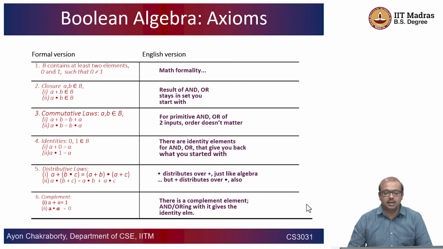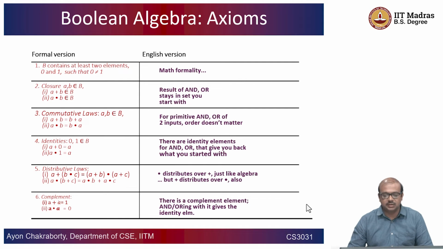So B is basically your Boolean set, and it contains at least two elements, 0 and 1, such that 0 is not equal to 1, and we don't typically think anything beyond that, right? So 0 and 1 are the two states that are going to exist for any digital or binary bit that we are going to work with.